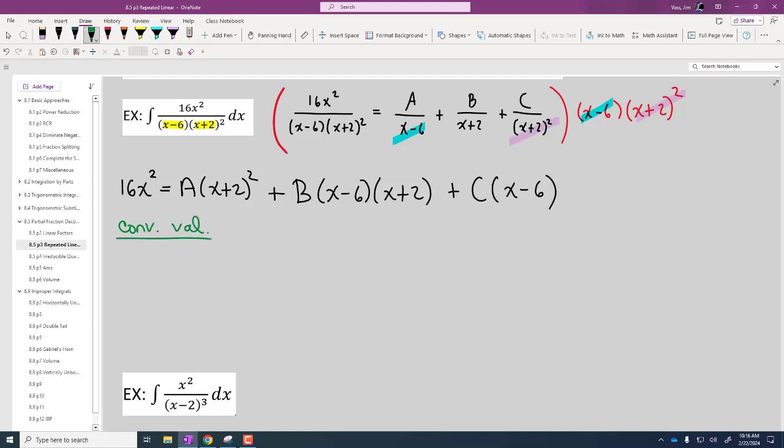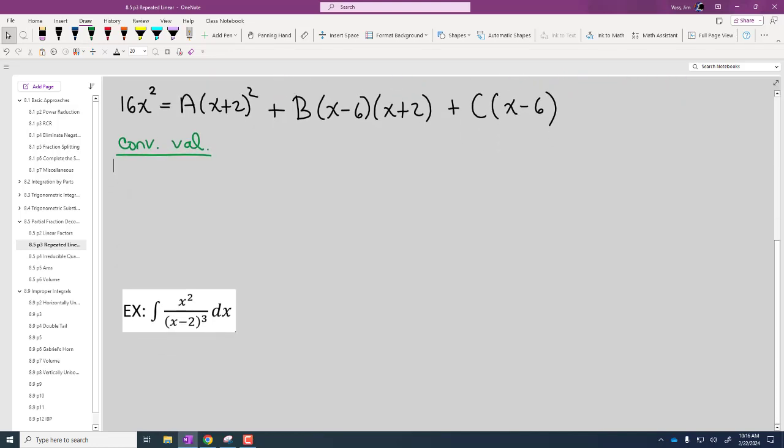So there's only two that are truly convenient, and those two are, of course, -2 and 6. So let's start with x equals -2. And then we'll go with x equals 6 next. So when we plug in -2 across the board on the left, we get 64. And then on the right, plugging in -2, gone, gone, -8c. So that tells us that c is equal to -8.